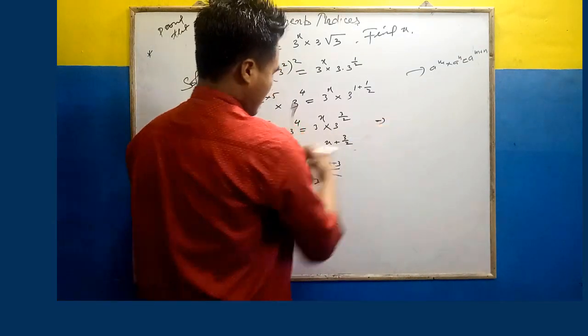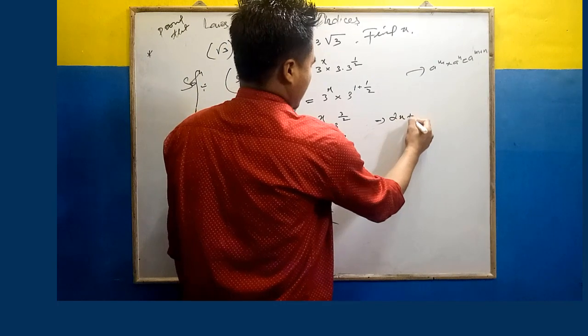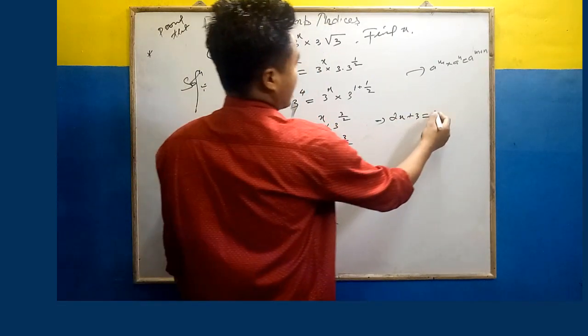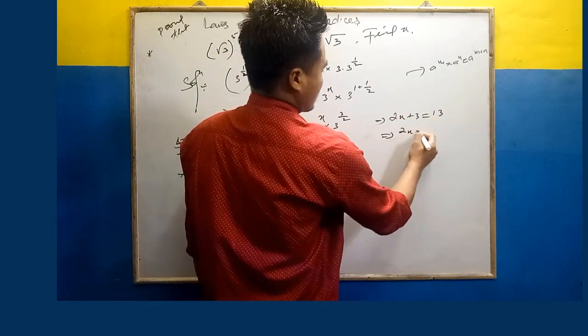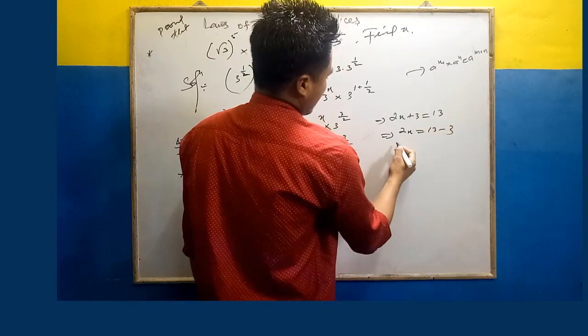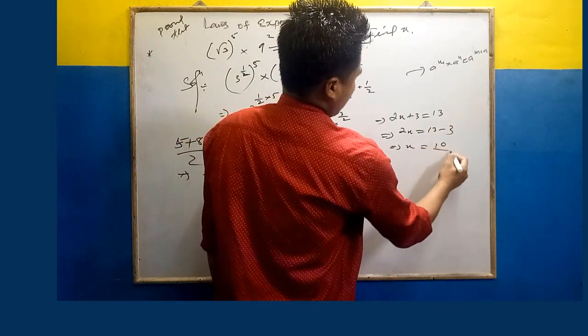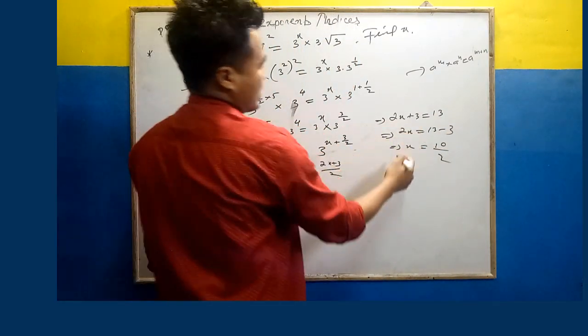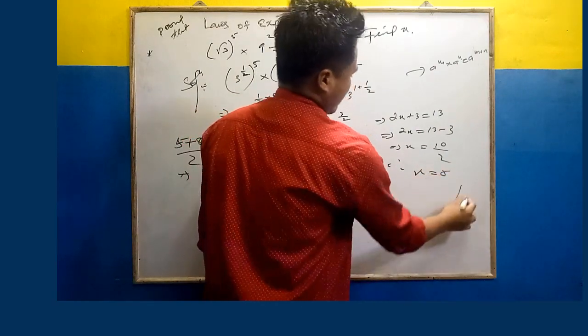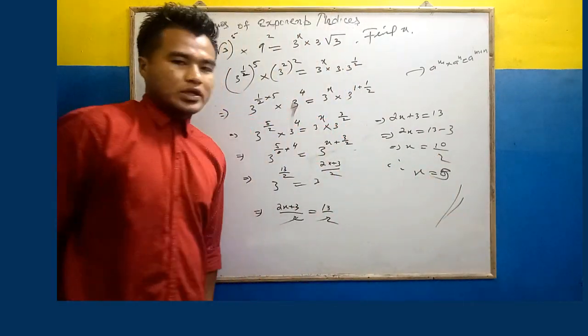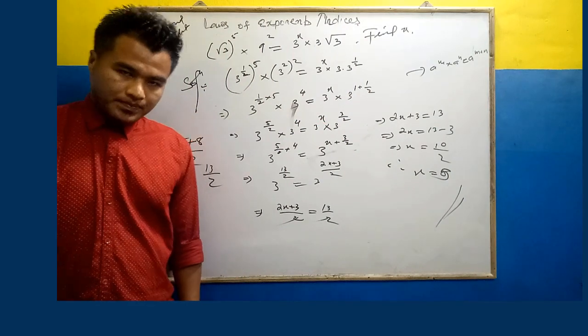So what is the remaining? 2x plus 3 equal to 13. So transfer this one, 2x equal to 13 minus 3 if you transfer 3. So that implies x will be equal to 10 divided by 2, right? So this will divide, therefore x equal to 5. Okay, so the value of x is 5.